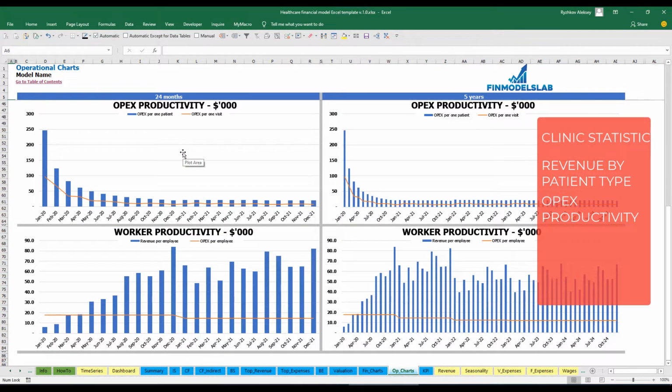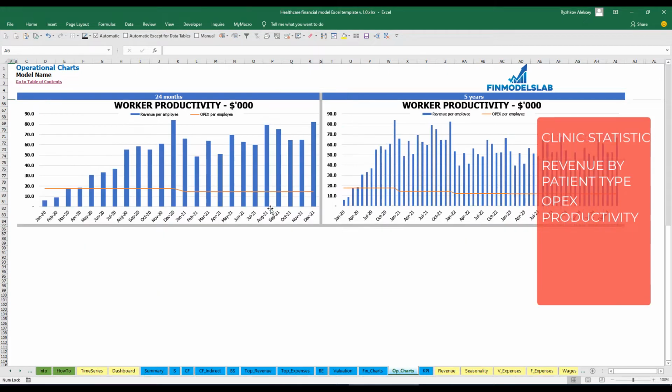Your OPEX productivity, which is OPEX amount per one patient and OPEX amount per one visit. And your workers productivity, which is revenue per employee and OPEX per employee.